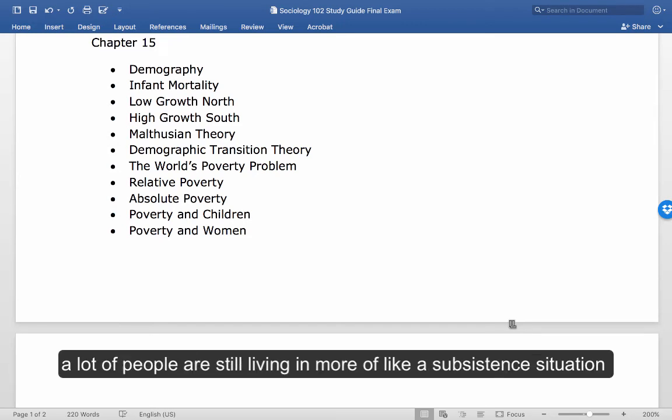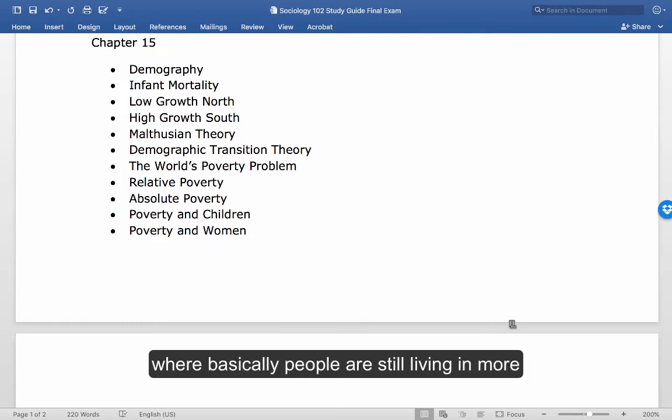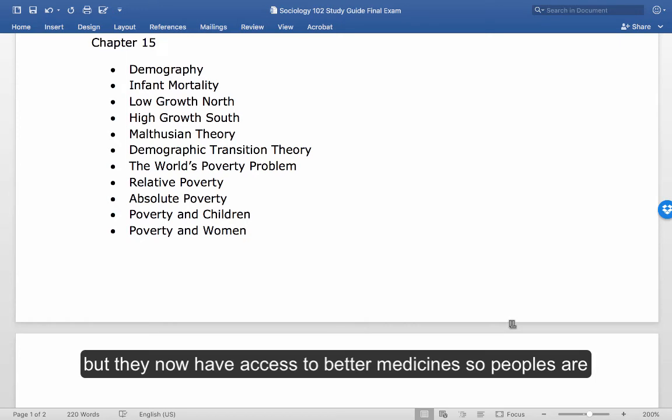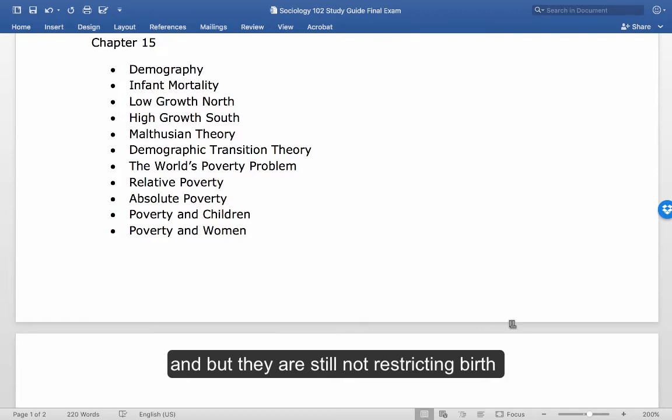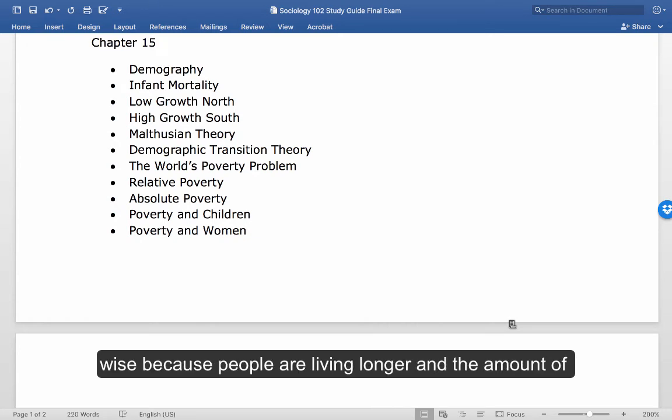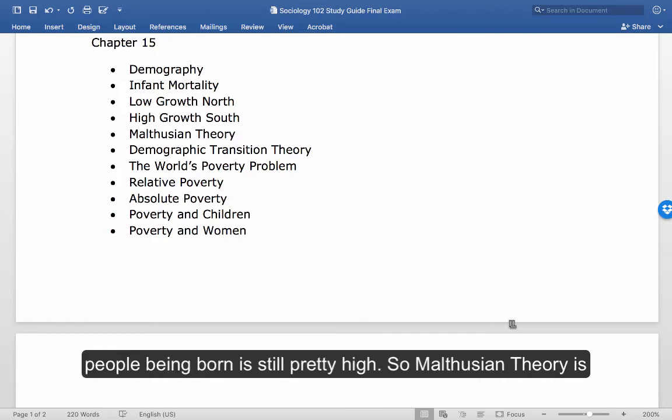Also, a lot of people are still living in a subsistence kind of situation, in more pre-industrialized ways, but they now have access to better medicines. So people are living longer because they have more medical access, but they're still not restricting birth by contraceptives, abortion, or just choice, basically. So you have a lot more people population-wise because people are living longer and the number of people being born is still pretty high.